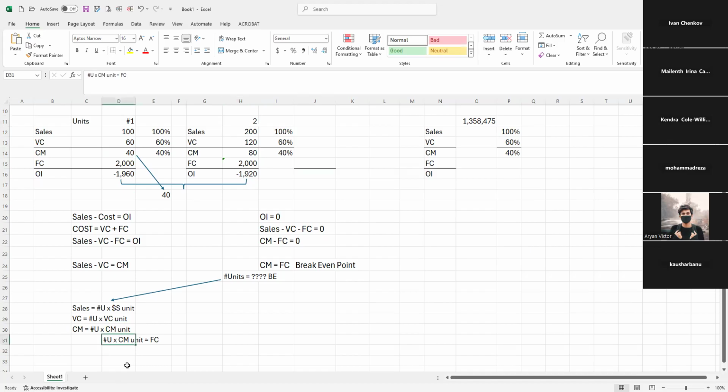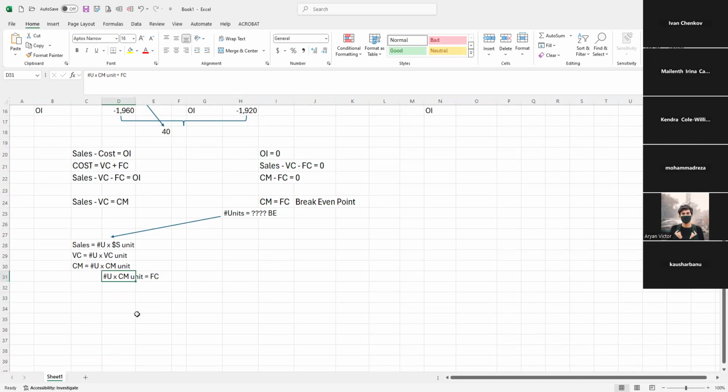So the question is, can I find how many units I need to sell from this formula? Yes. How much will it be? Number of units that I need to sell should be equal to what? To fixed cost divided by the contribution margin per unit. Per unit, yes. Okay, so let's highlight this one and see if this works.